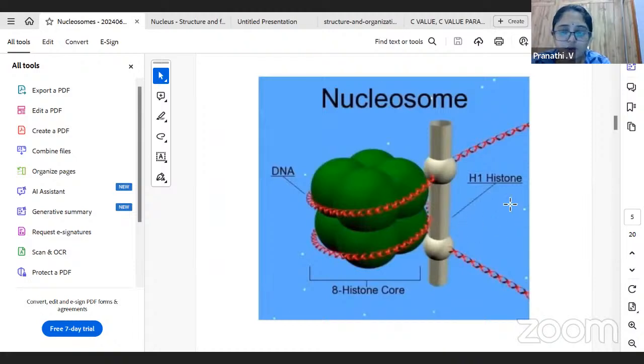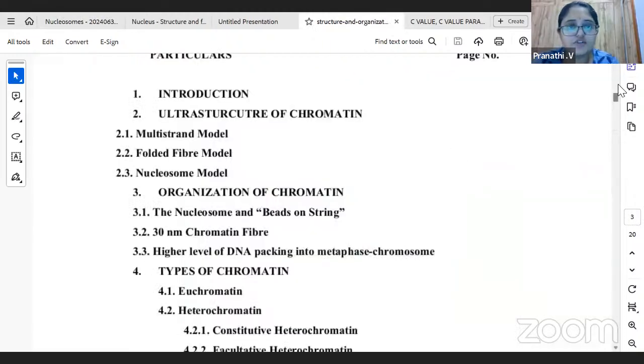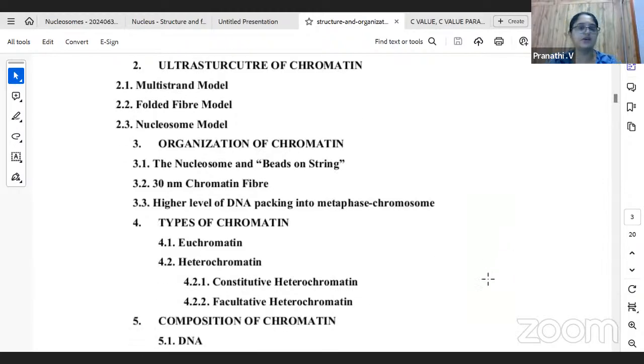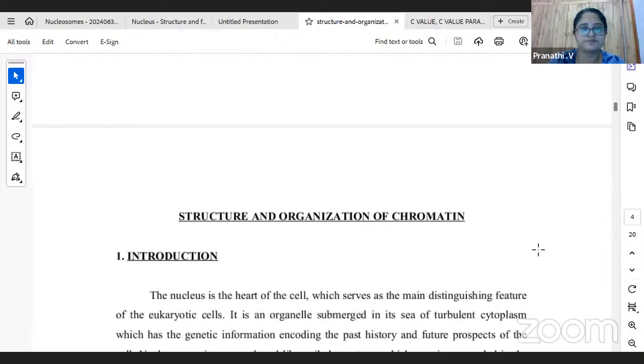And I'm not going to go in order. Please try to understand whatever is being taught in your textbook. So we will just have a look at it. When it comes to the structure and organization of chromatin, we have different models that are going to give us an idea of what chromatin is. Now, how is it important to us?